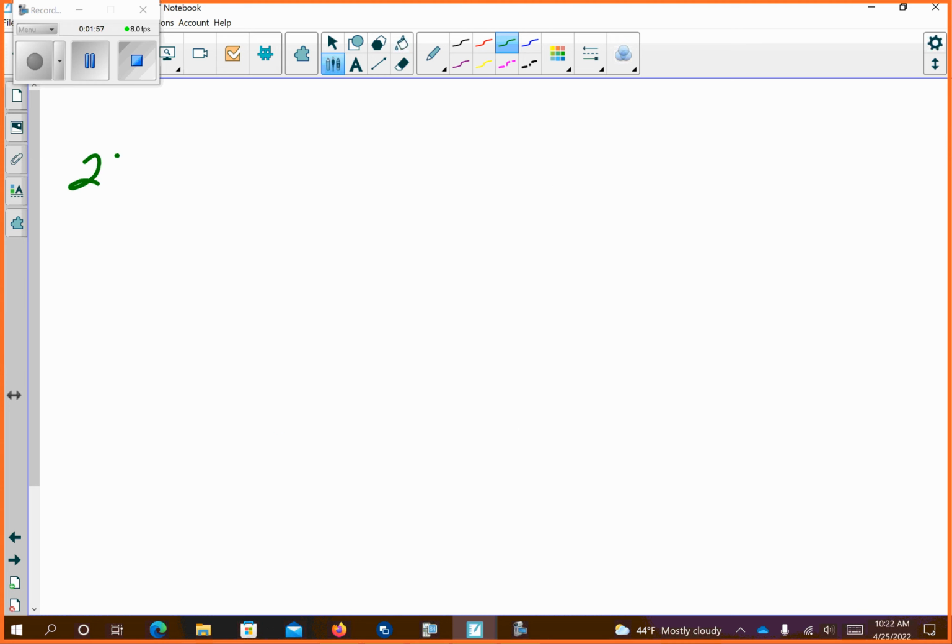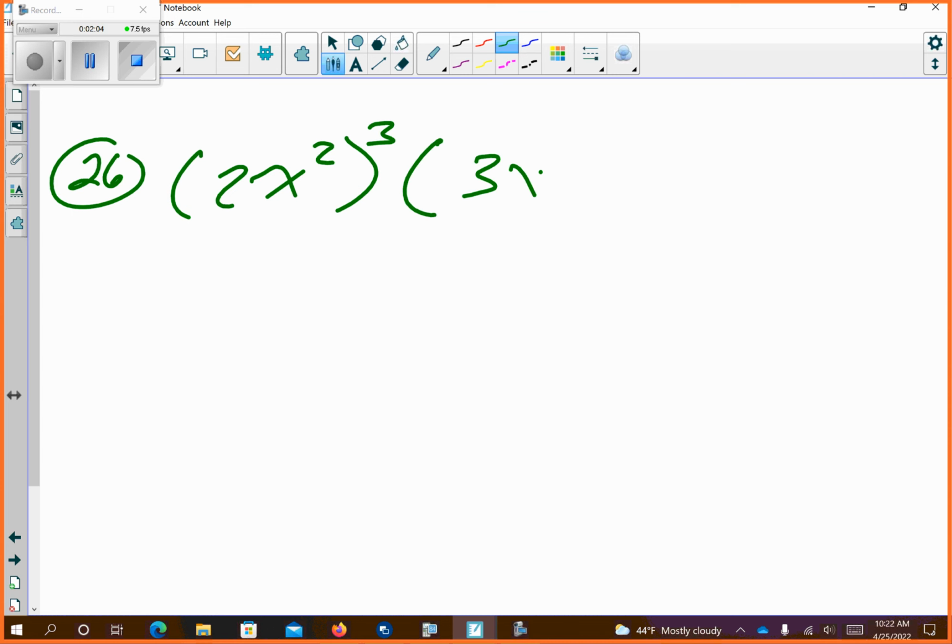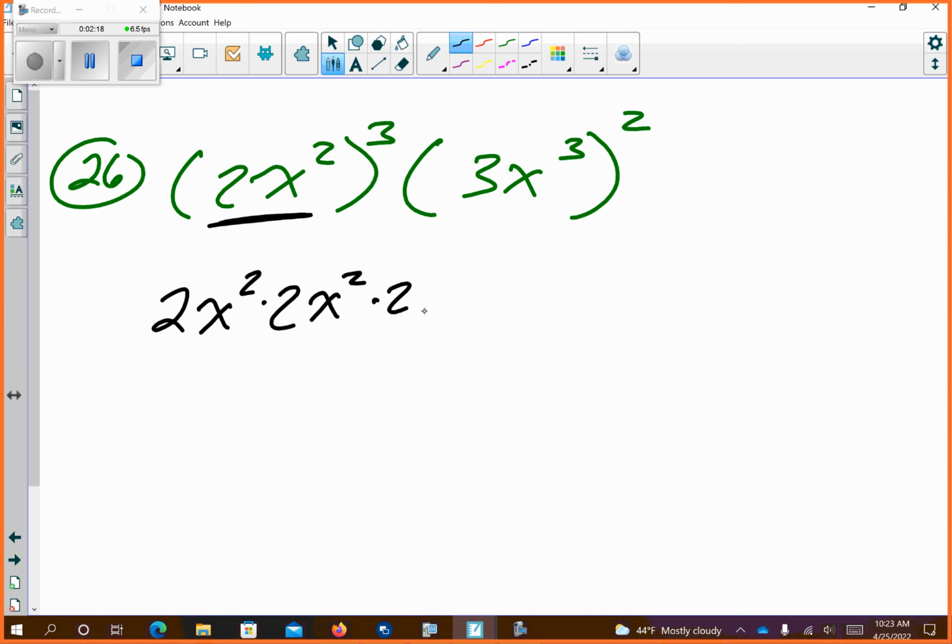26. So I got 2x squared, quantity to the third, times 3x to the third, quantity to the second. Okay. So I have 3 of these basically I'm multiplying together, and I'm breaking this into a simpler version for now. And then I have 2 of these that I'm multiplying together. So that's basically the math that needs to take place.